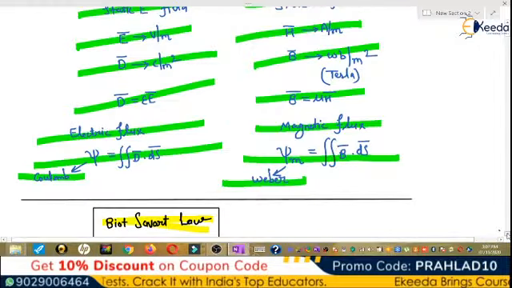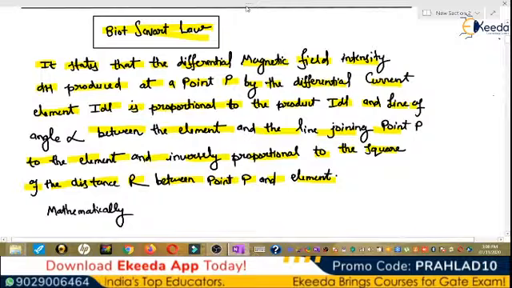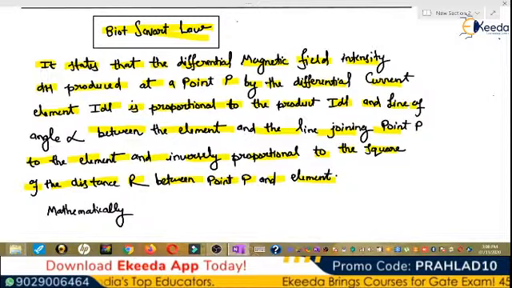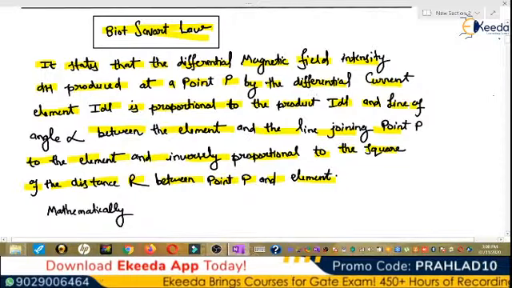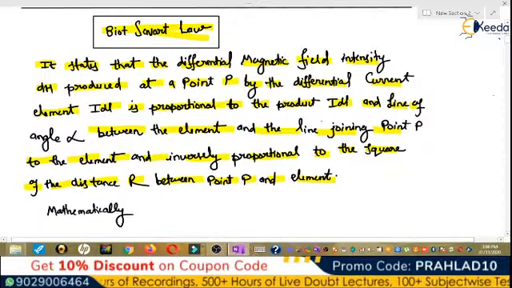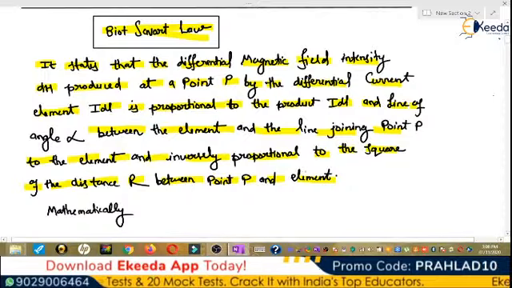Okay, so now let me study the Biot-Savart law. The Biot-Savart law states that the differential magnetic field intensity dH produced at a point P by the differential current element I dl is proportional to the product of I dl and the sine of the angle alpha between the element and the line joining point P to the element, and it is inversely proportional to the square of the distance r between the point P and the element.